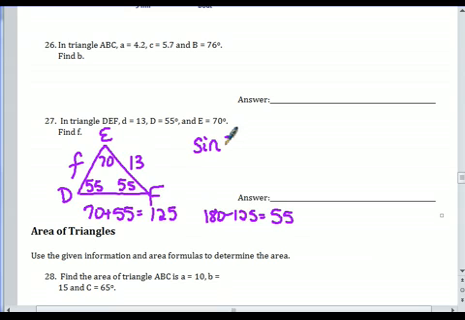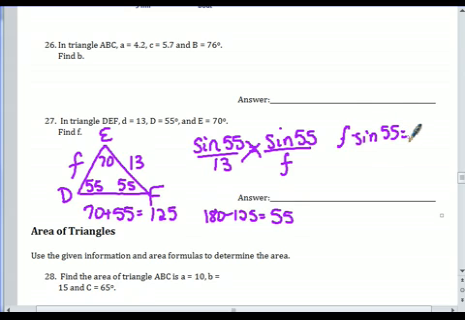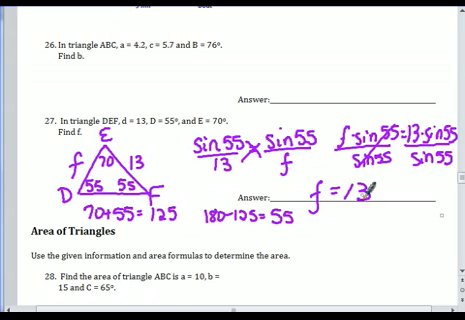So I'm going to set this up. Sine of 55 over 13 is equal to, using the D information, now I'm using sine of angle F, which is also 55 over f. And cross multiply. f times sine 55 is equal to 13 times sine 55. Divide both sides by sine 55. And f is equal to, when you put that in your calculator, you're going to get the answer of 13.